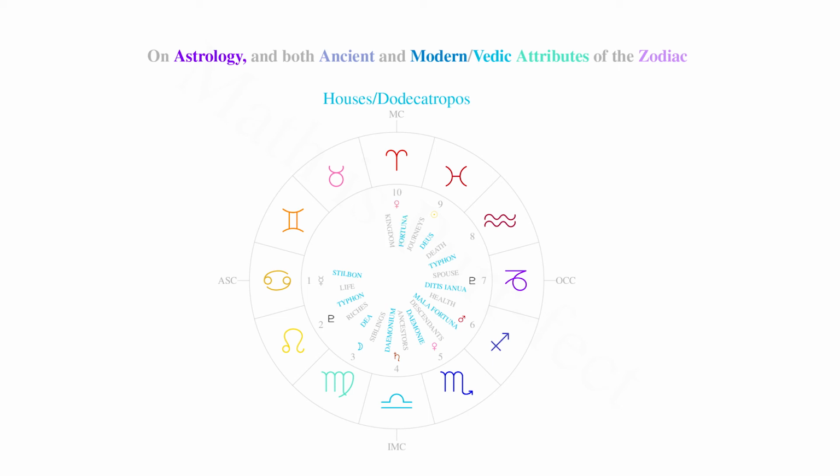The 10th house is the second abode of Venus, called Fortuna, and corresponding to kingdom. The 11th house is the abode of Jupiter, called Bonus Daemon, ruling over friendship. Finally, the 12th house is the abode of Saturn, termed Malus Daemon, ruling over that which imprisons us.